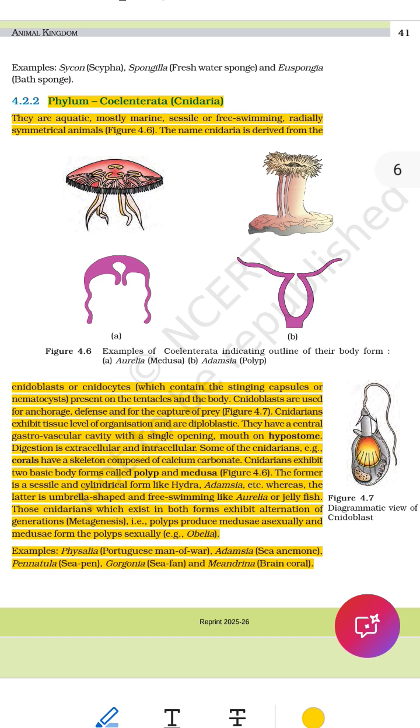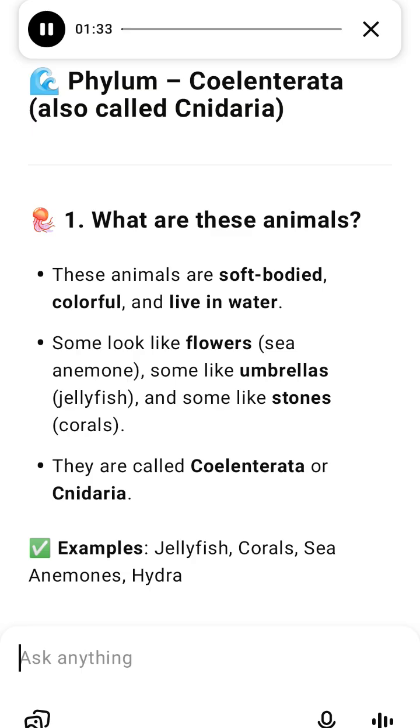6. How do they eat and digest food? They have a single opening in their body, the mouth. This opening is on a raised area called the hypostome. Food enters and waste leaves through the same hole. Inside the body is a hollow space called the gastrovascular cavity. This is where food is broken down and digested.